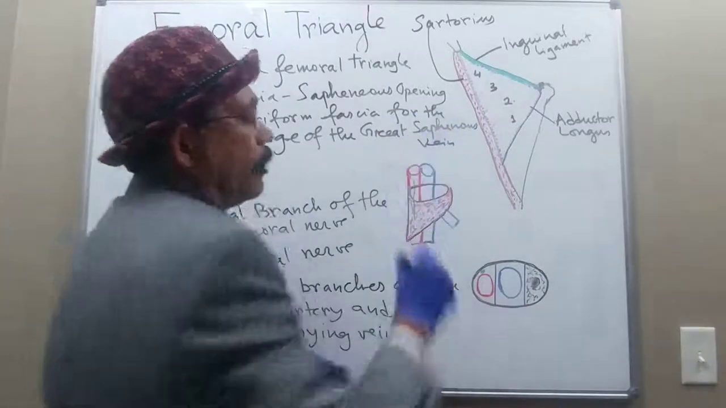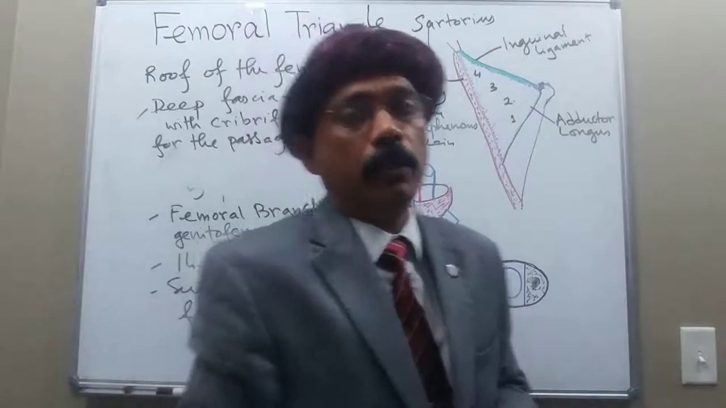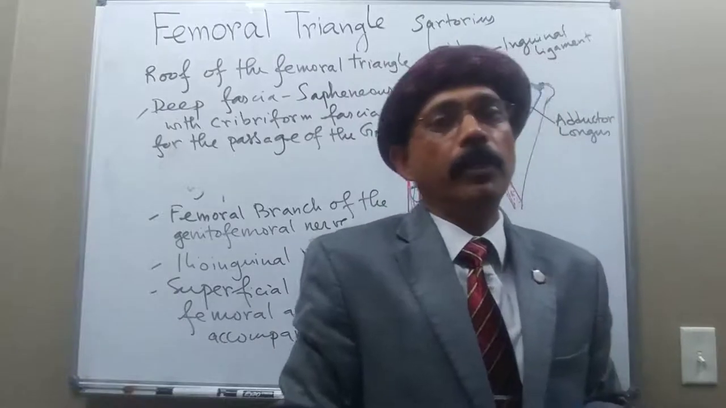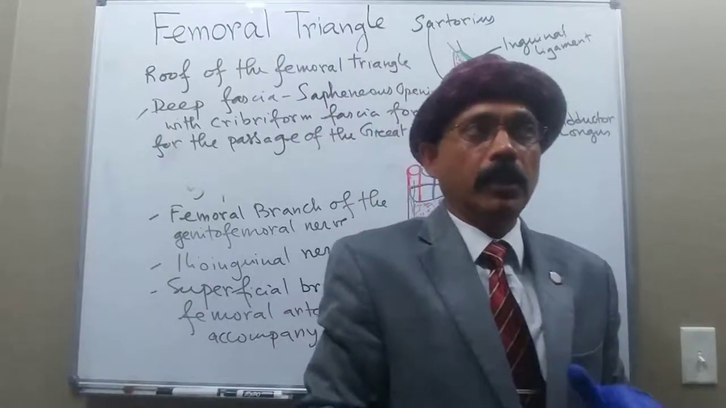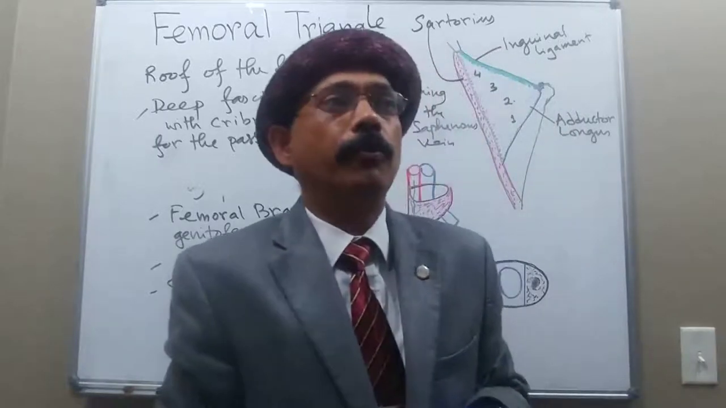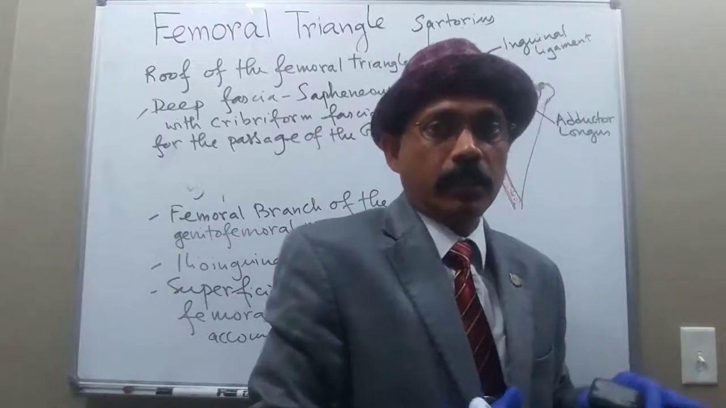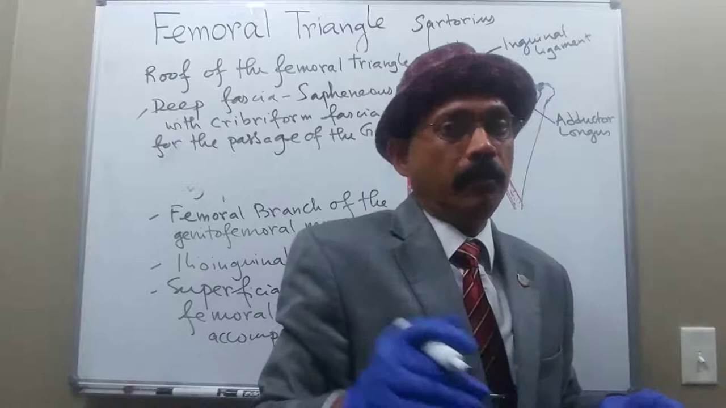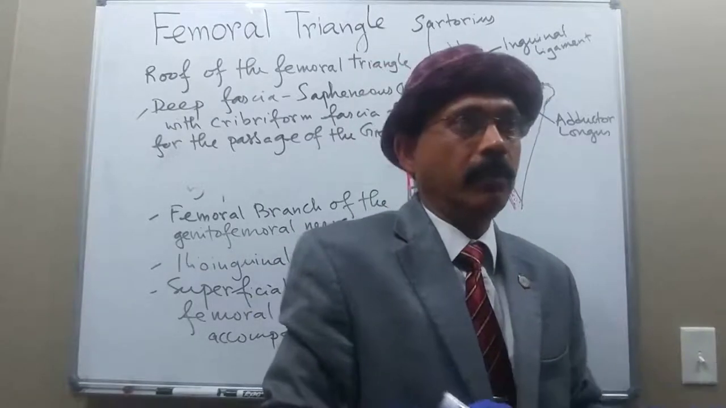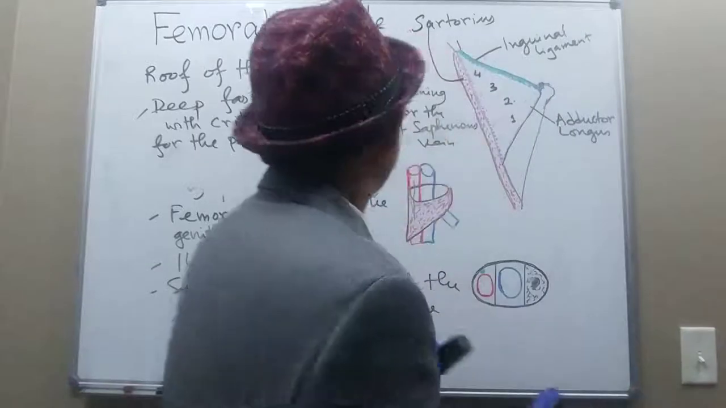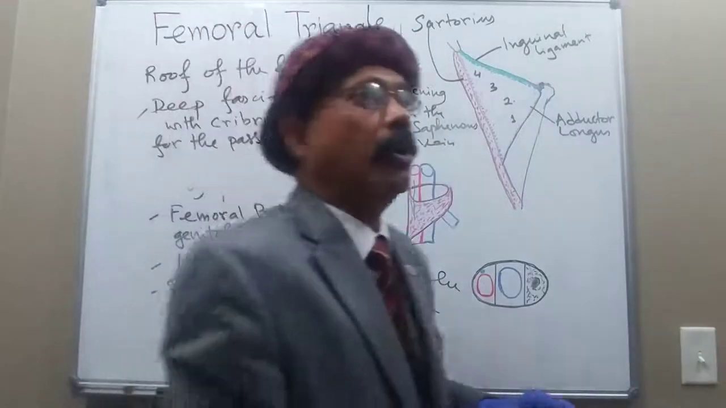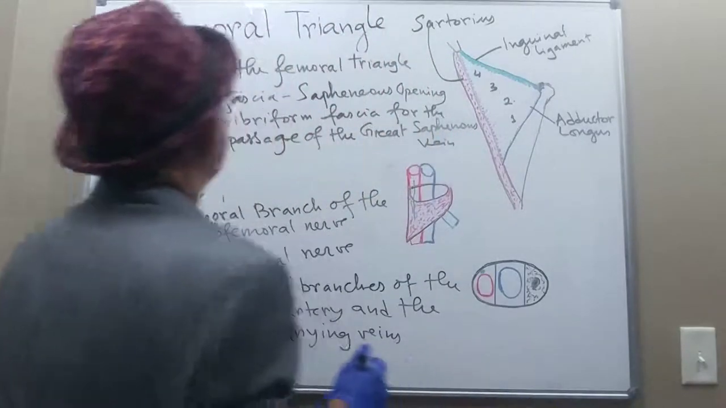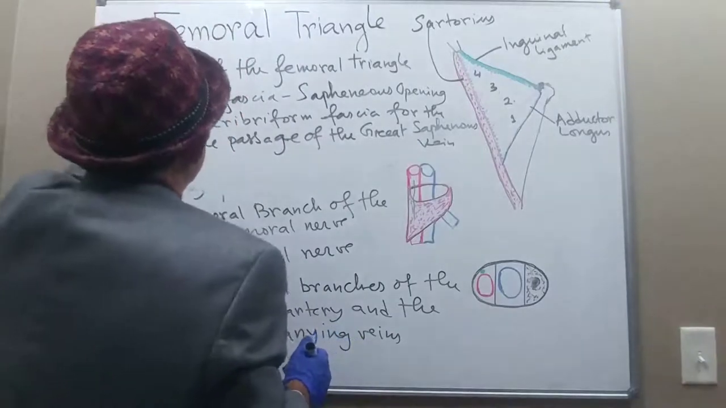We got the contents of the roof: the skin, the superficial fascia, and the contents of the superficial fascia. We have lymph nodes, we have nerves, and we have blood vessels. We have the saphenous opening in the fascia lata, covered by the cribriform fascia, and blood vessels penetrate through it. One of them is the great saphenous vein, and the others are the superficial branches of the femoral artery and accompanying veins, which are the contents of the roof of the femoral triangle.